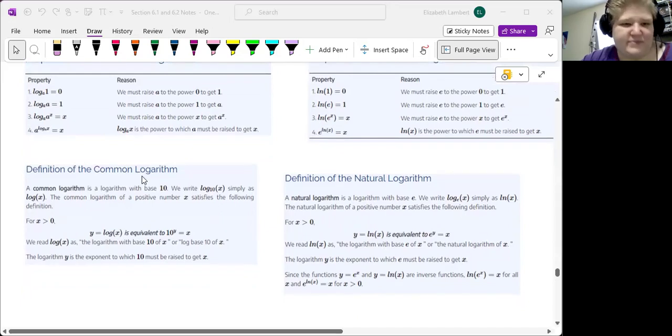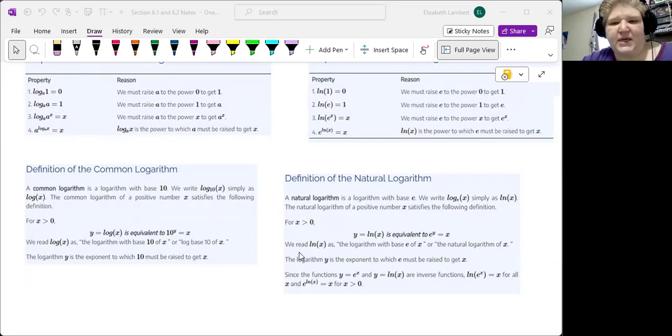All right, and then the definition of common log and natural log. Common log is base 10. Natural log is base e.